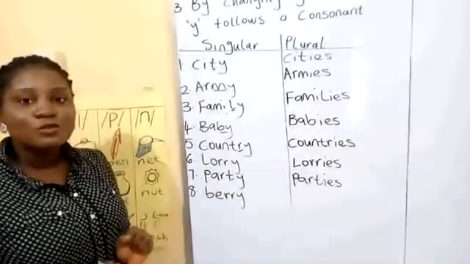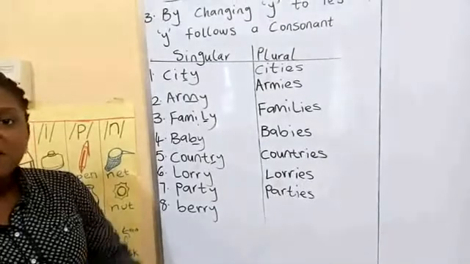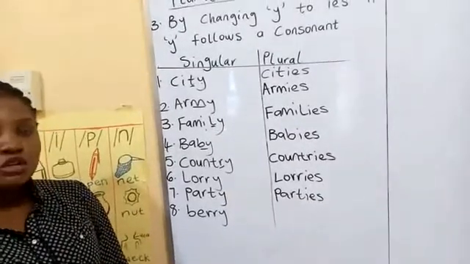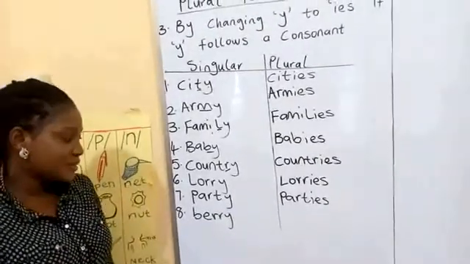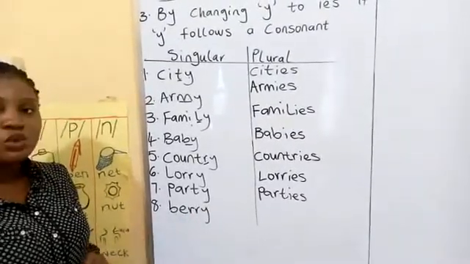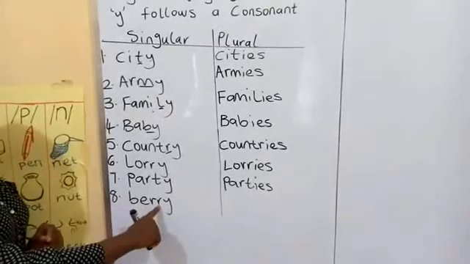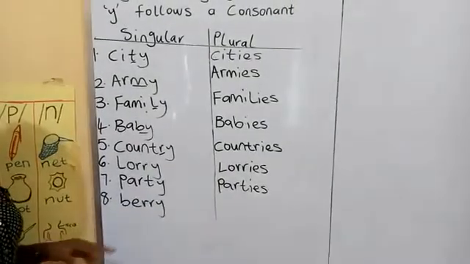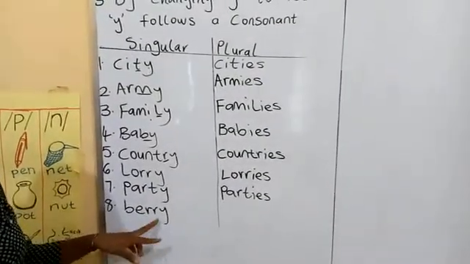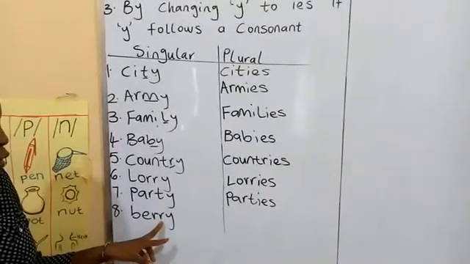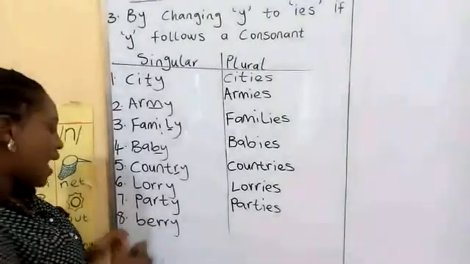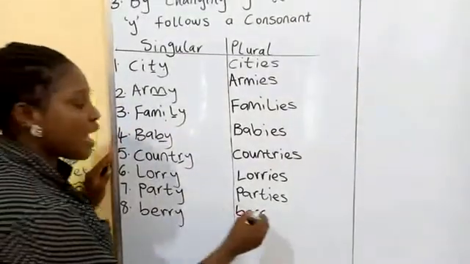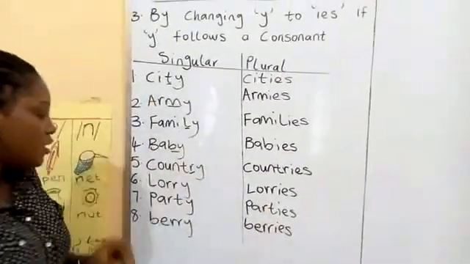Okay. Number 8 was berry. It's a fruit and we all enjoy it. So now we are going to change berry to plural. How do we do that? By changing the Y to IES. Because after Y, we have a consonant here. The Y comes after a consonant, which is R. So we will change it from Y to IES. Let's see. BERR. Will we add Y? No, rather we'll add IES. It becomes what?